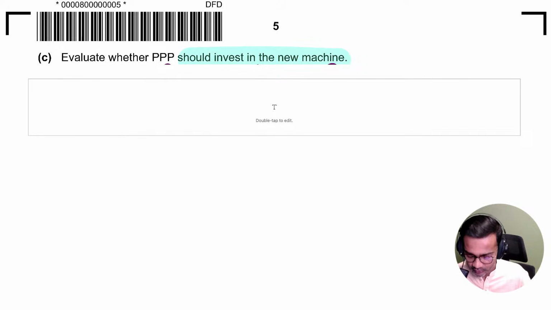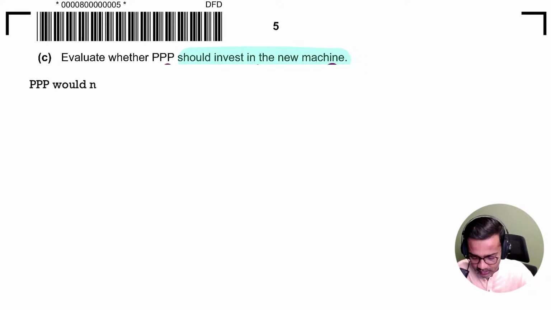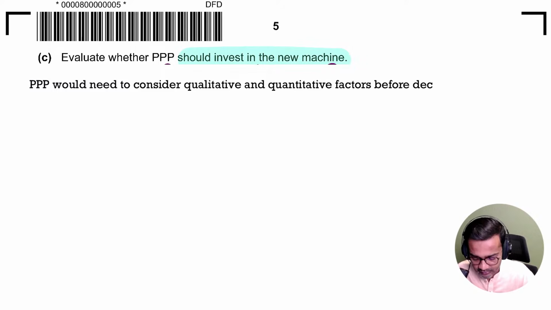Right, let's begin. So obviously, this is an essay answer. You need to properly explain things. My first paragraph is going to be about the investment appraisal. So I'll probably start by setting it up that PPP would need to consider qualitative and quantitative factors before deciding to invest in the machine. Okay.